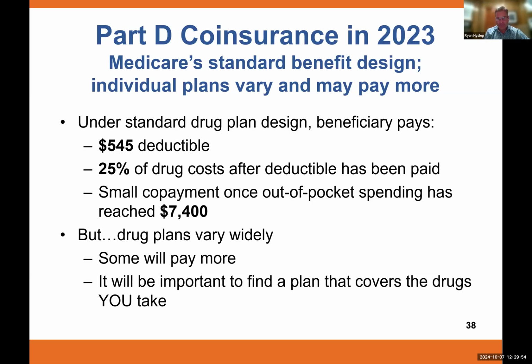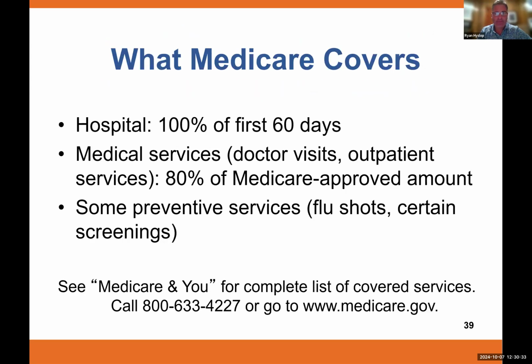Your Part D coinsurance in 2022, individual plans vary, right? Understand a drug plan, beneficiary pays $554 deductible. Then you pay that 25% of drug costs after deductible. Small copayment once out of pocket until spending has reached $7,400, right? That's what they call the donut hole. And then once you're over $7,400, usually it's called catastrophic, and most plans will cover anything above that. But they vary widely, so make sure you are doing the research on the drugs that you're taking, or supplements, or whatever you're taking, that they coincide with the plan that you have decided, or that they have a generous allowance or allotment for the particular medicine you're taking.